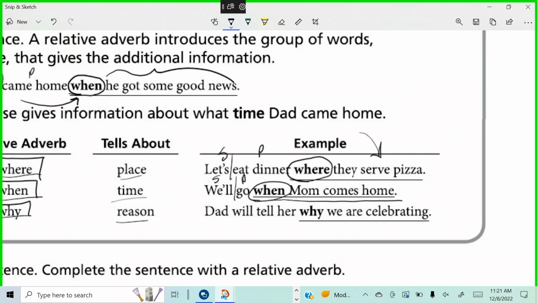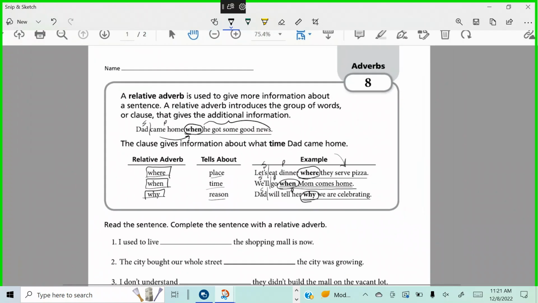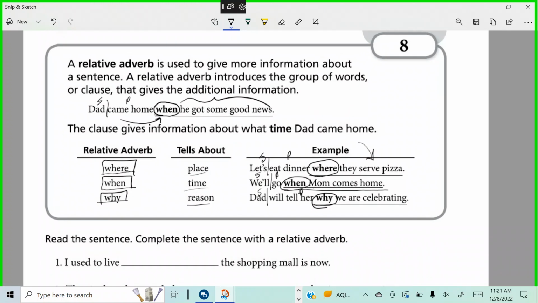Here we go. Dad will tell her why we are celebrating. Dad will tell her. Is that a complete sentence? Subject, Dad, will tell her, predicate. Now the additional information is why we are celebrating. And guess what? The relative adverb that sets that additional information up is why, right? Relative adverbs tell where, when, and why. In fact, where, when, and why are the relative adverbs.